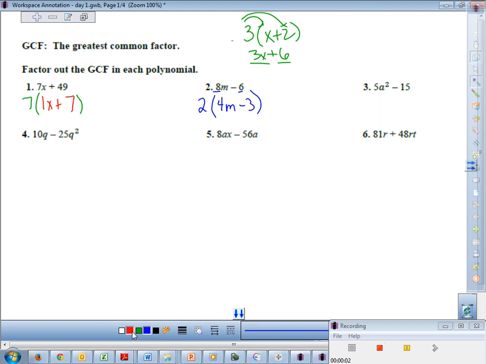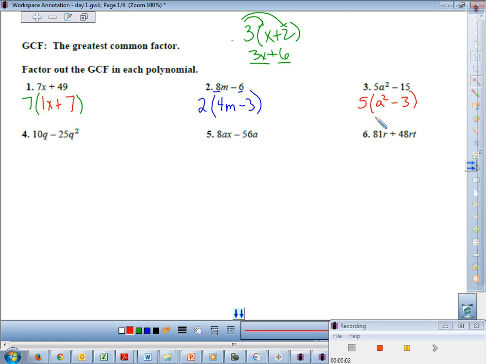Now let's go with numbers again, here on number 3. You can see that 5 will go into each one of these numbers. And when it comes to variables, this has some a's with it, but that doesn't have any a's with it whatsoever. So the greatest common factor between 5a squared and 15 is 5. Then we do some dividing. 5 goes into 5 once, and there was some a squareds with it. There's a minus right there. And then 15 divided by 5 is 3. You can always check by distributing again and seeing if you get back what you originally started with.